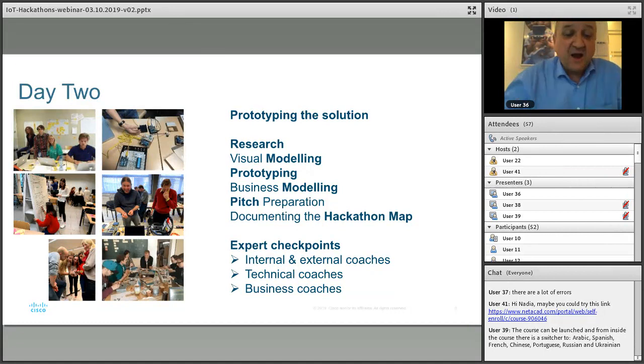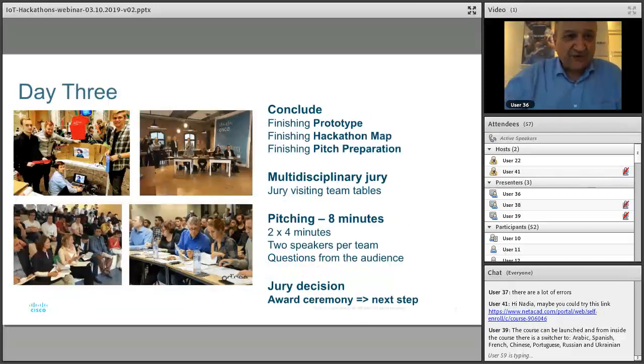because especially during a hackathon, you recognize talent. So we always, when we organize a hackathon, have 20 or 30 business companies sending professionals, because during a hackathon, they find the best talent and they talk to students maybe about future jobs. We need technical coaches and business coaches. And then day three is the important conclusion with a jury, questions to the teams, and then an award ceremony.